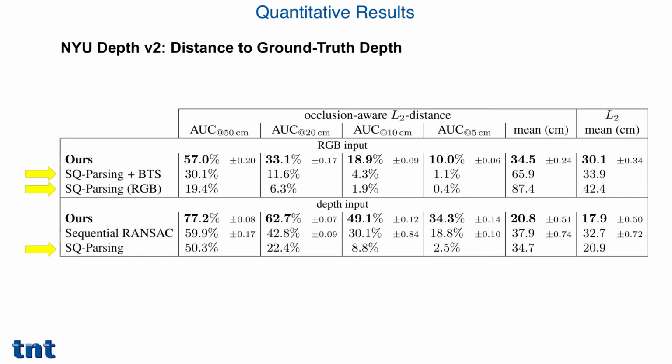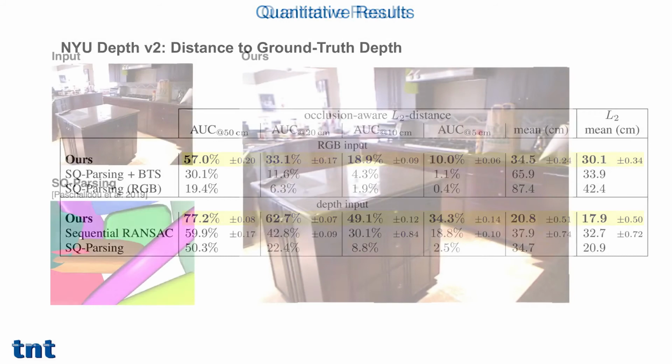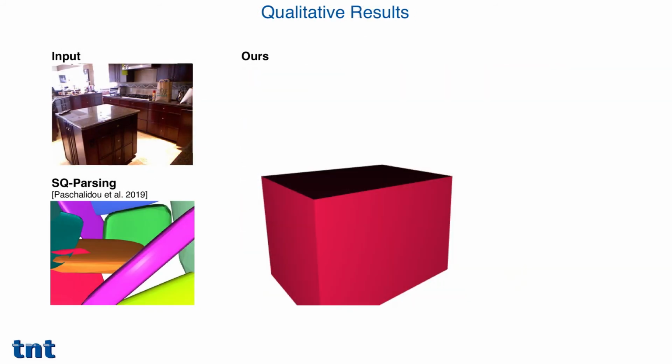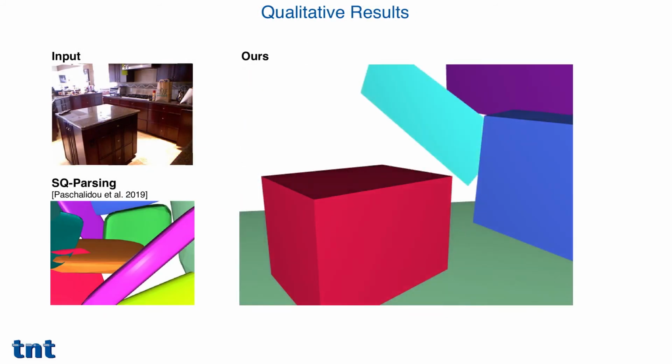input. We compare against variants of a state-of-the-art competitor, which represents the scenes using superquadrics, and also against a sequential RANSAC baseline, which uses cuboids. As you can see, our method outperforms them by large margins with respect to all metrics. This improvement is not only measurable, but also clearly visible in these visualizations.